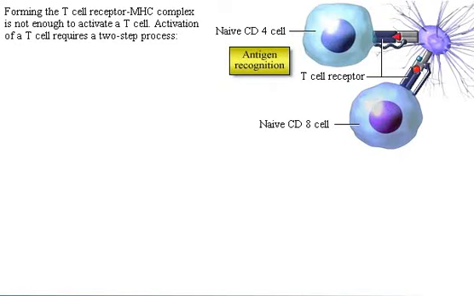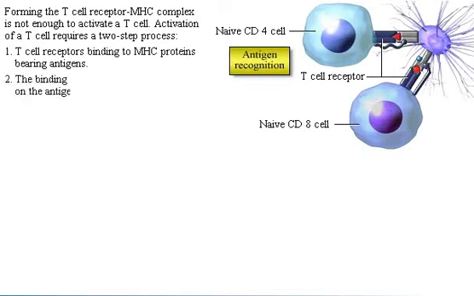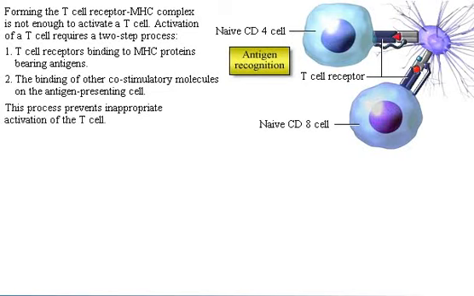However, forming the T cell receptor MHC complex is not enough by itself to activate a T cell. Activation of a T cell requires a two-step process. First, the binding of T cell receptors to MHC proteins bearing antigens. And second, the binding of other co-stimulatory molecules on the antigen-presenting cell. This two-step process prevents inappropriate activation of the T cell. This is like driving a car. The car won't go unless you both start the engine and put it in gear. Click a T cell to add the co-stimulatory molecules.